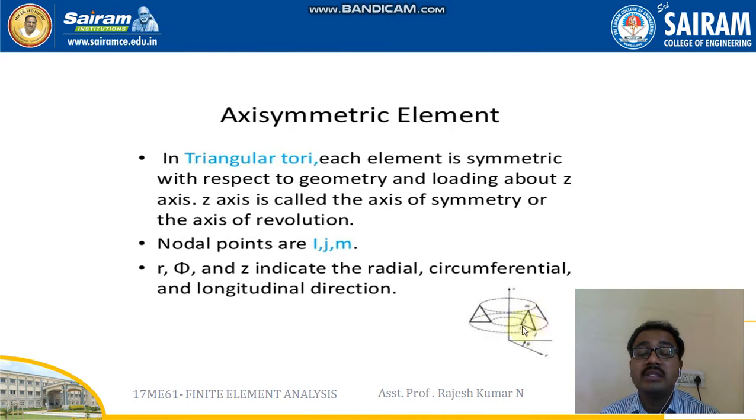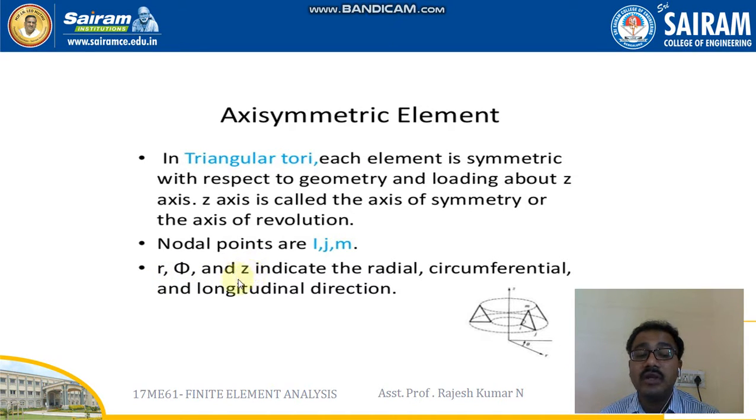And again, this is not the only example. Instead of the 2D 3-noded triangular element, you can go with a 4-noded quadrilateral or any 2D element that we can consider here. So these three axes, how do we remember and what do we call them? r, phi and z. As I told you, instead of phi we can go with theta also, but there is no change in r and z.